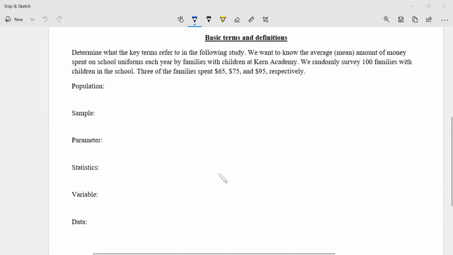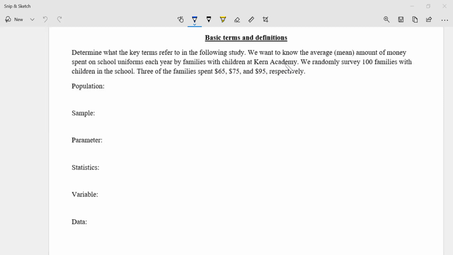So even though our words might not have all the information, I do expect you to be able to answer everything here. So here, for example, determine what the key term refers to in the following study. We want to know the average, the mean amount of money spent on school uniforms each year by families with children at Current Academy. We're in Current Learn, so I call this Current Academy. So notice how I want to know an average: how much money do people spend on school uniforms? And this academy that I invented, they do have uniforms. In Current Learn, we don't have uniforms, but in Current Academy, we will.